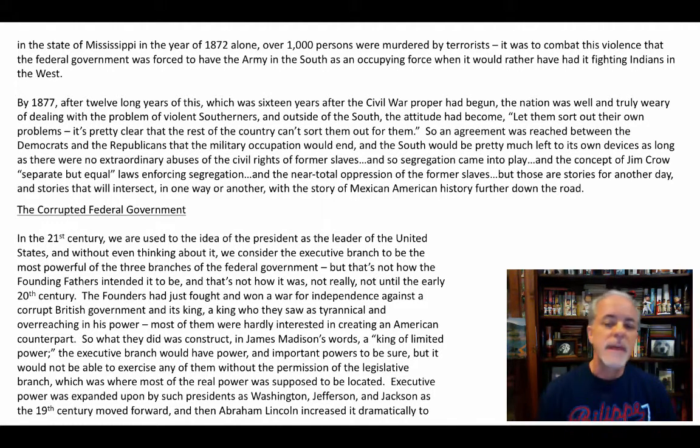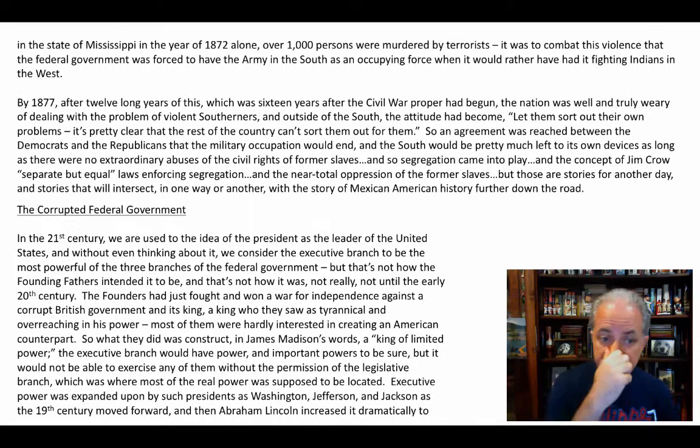And so segregation came into play, and the concept of Jim Crow, separate but equal laws enforcing segregation, and the near total oppression of the former slaves. But those are stories for another day, and stories that will intersect in one way or another with the story of Mexican-American history further down the road. Okay, now the second theme that I'd like to explore is that of the corrupted federal government.